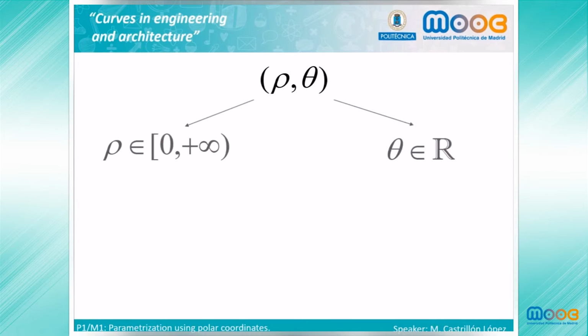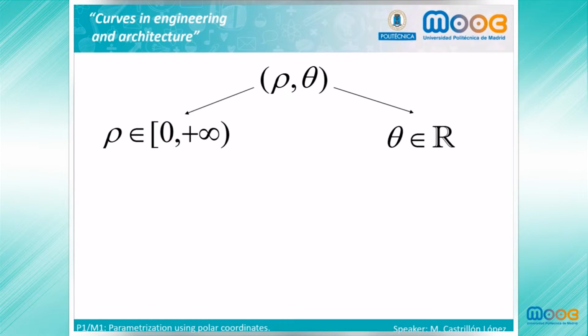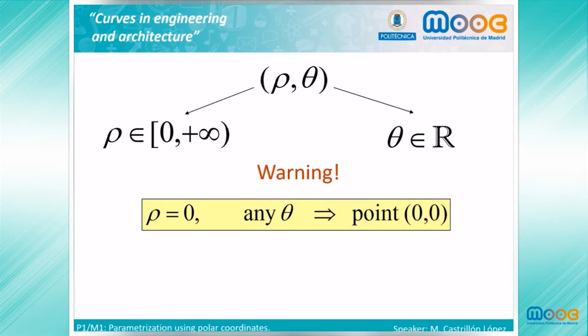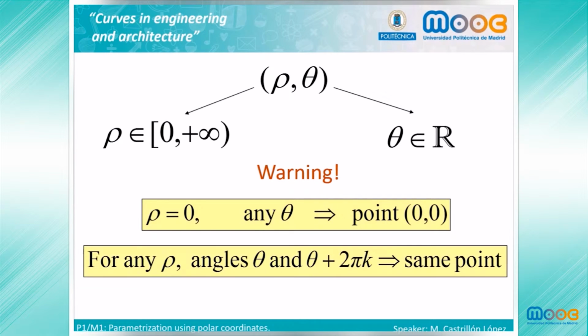ρ, as a distance, is a non-negative number, whereas theta can take any real value. But be careful, there are some indeterminations. For example, for any value of the angle, ρ equals 0 gives the point (0, 0), the origin. And for every value of ρ, the angles theta and theta plus a multiple of 2 pi give the same point.